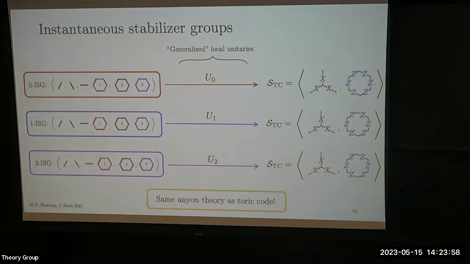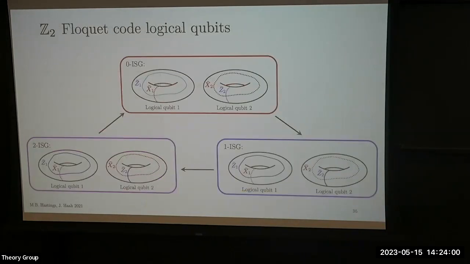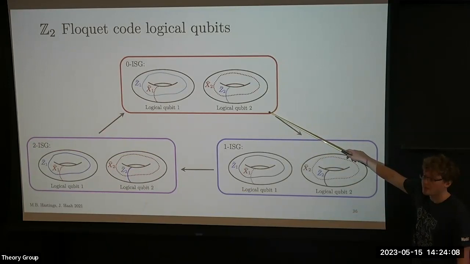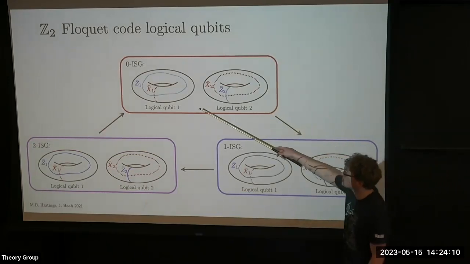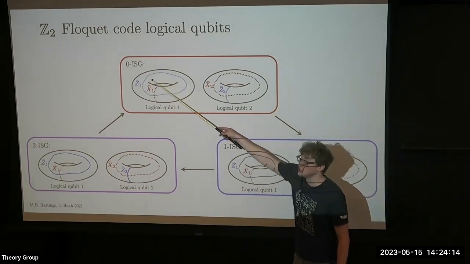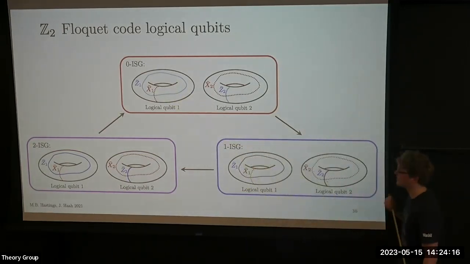So this tells us where we're storing quantum information in a Floquet code, because at each instance of time, we have something that looks like a toric code. So again, we can interpret the logical operators as long M string operators or E string operators that wrap around non-contractible cycles.